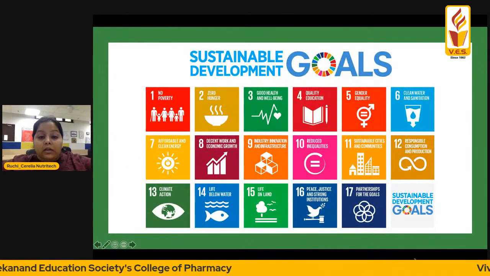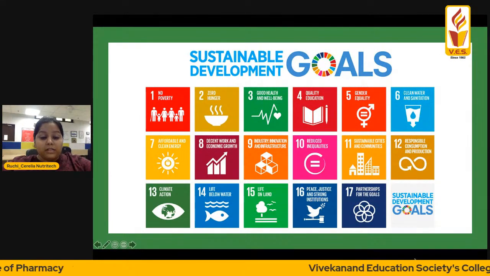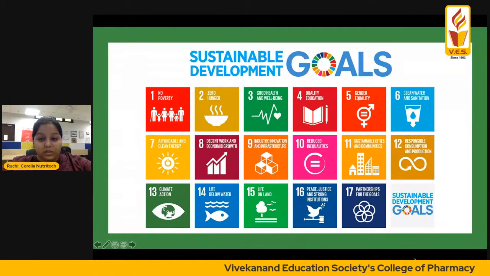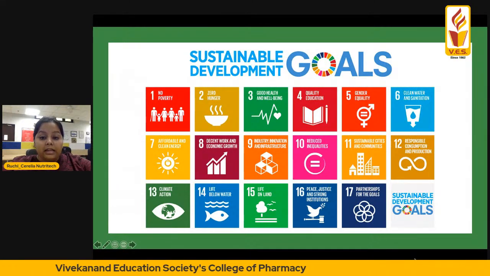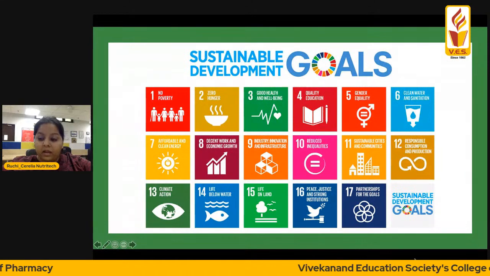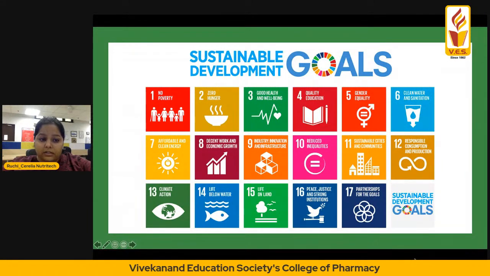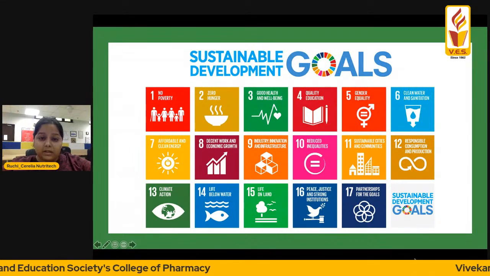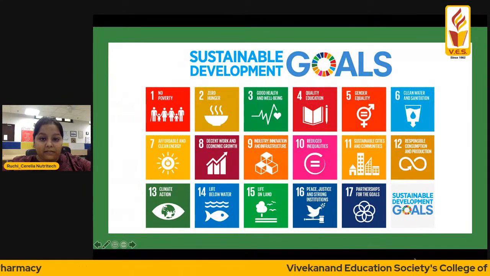In order to support this, there is a thing the UN General Assembly gave in 2015. It gave 17 goals which are all interlinked to each other. These are called the Sustainable Development Goals. Now, if you follow what is going on around the world, you would realize that all the governments around the world are working towards achieving these sustainable development goals.